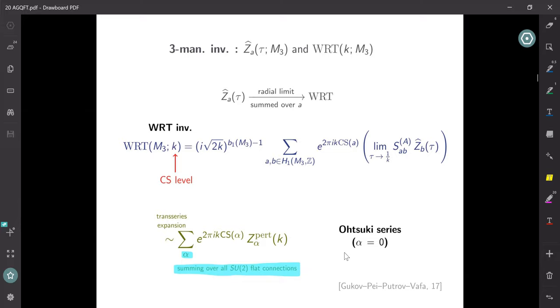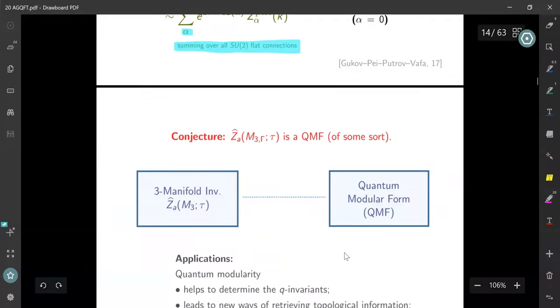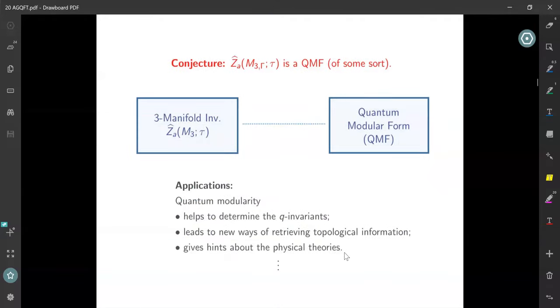So, that's my introduction on what the Q series invariants are. And the topic of the talk, one of the topics, is the conjecture that these Q series invariants are quantum modular forms of some kind. And I'll show you what quantum modular forms are and what I mean by of some kind.